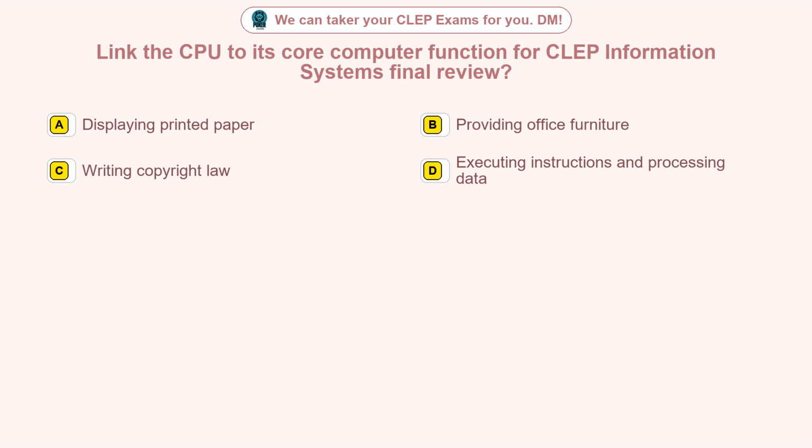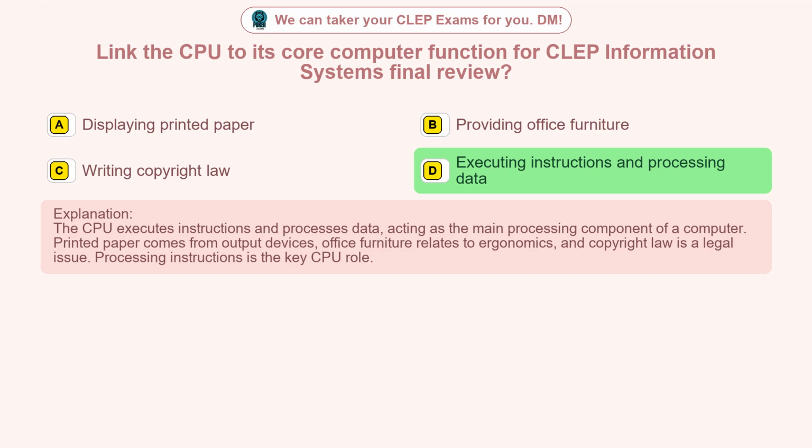Question 51. Link the CPU to its core computer function for CLEP Information Systems final review. Option A. Displaying printed paper. Option B. Providing office furniture. Option C. Writing copyright law. Option D. Executing instructions and processing data. The correct answer is option D. Executing instructions and processing data. The CPU executes instructions and processes data, acting as the main processing component of a computer. Printed paper comes from output devices, office furniture relates to ergonomics, and copyright law is a legal issue. Processing instructions is the key CPU role.